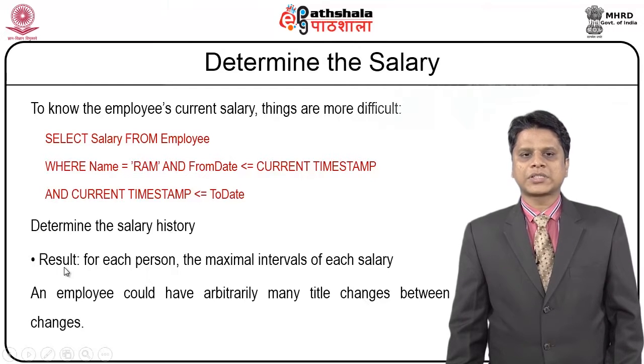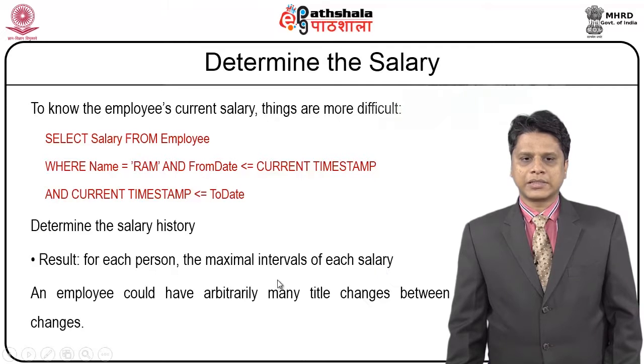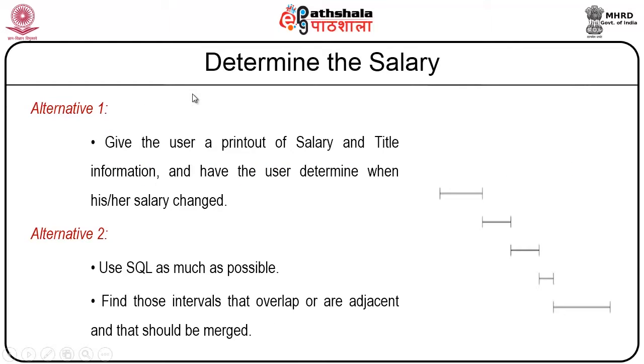The result of this specific SQL query would be that for each person the maximum intervals of salary will be considered. An employee could have arbitrarily many title changes between salary changes. But if you look at the determination of salary, we can think of it from different perspectives. We have one alternative where we give the user a printout of salary and title information and have the user determine when his salary has changed.